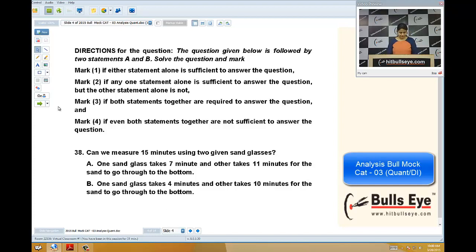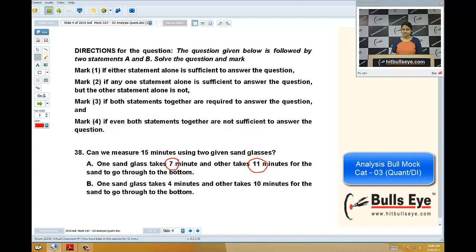It's a very frequent question. You can see this question in many papers. This is 7 and this is 11. The best way to do this question, I'm not going into logic, is by using an equation. We want to measure 15 minutes and we have two options: either the 7-minute glass or the 11-minute glass.